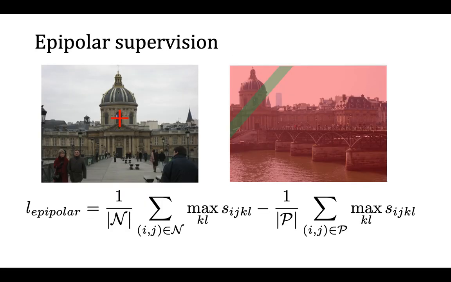Second, we introduce epipolar supervision. It is a weak supervision since the only information comes from the relative pose between images. The loss encourages matches consistent with epipolar geometry to be sharp maxima of the coarse volume. It also penalizes sharp maxima when the corresponding match is too far from the epipolar line.